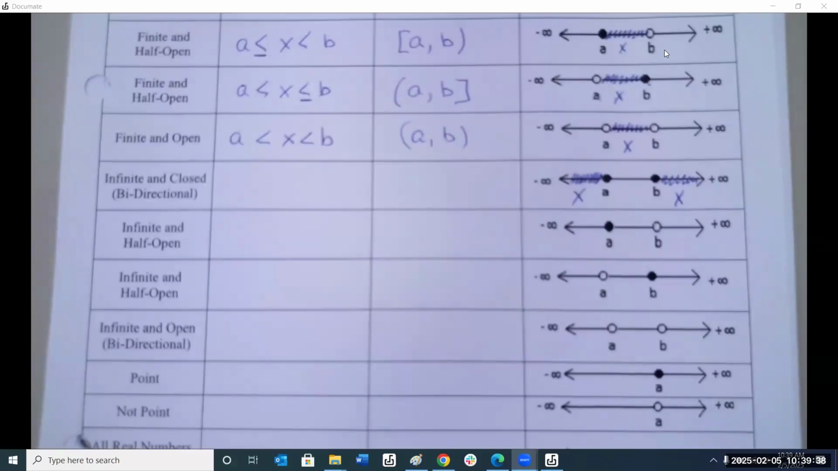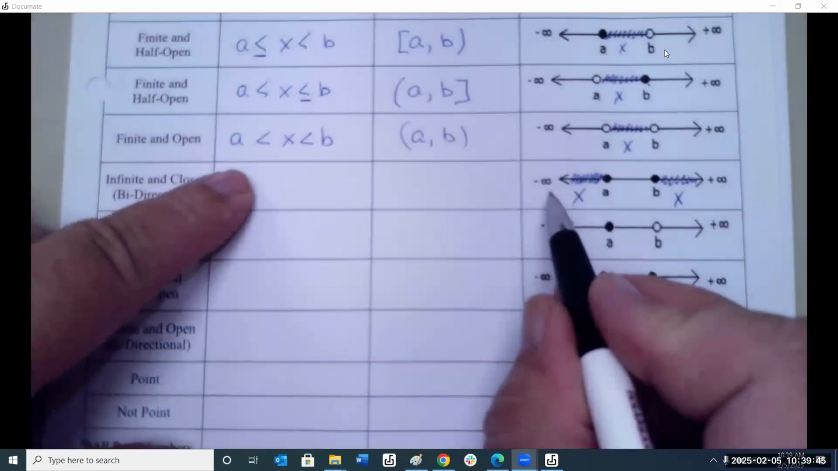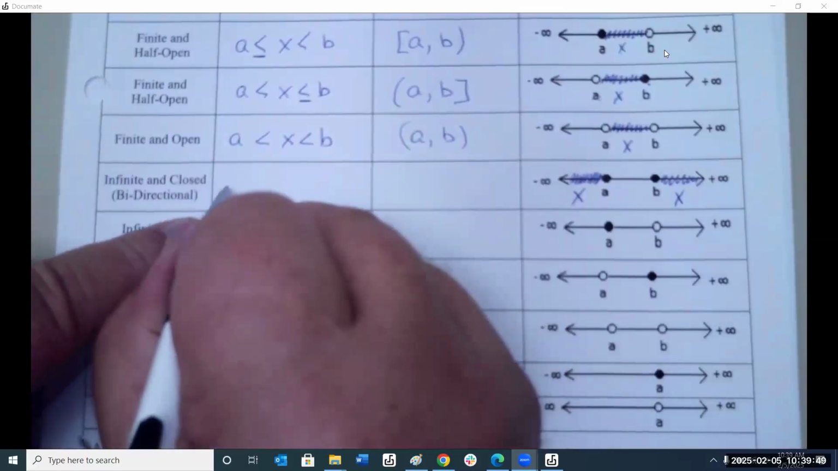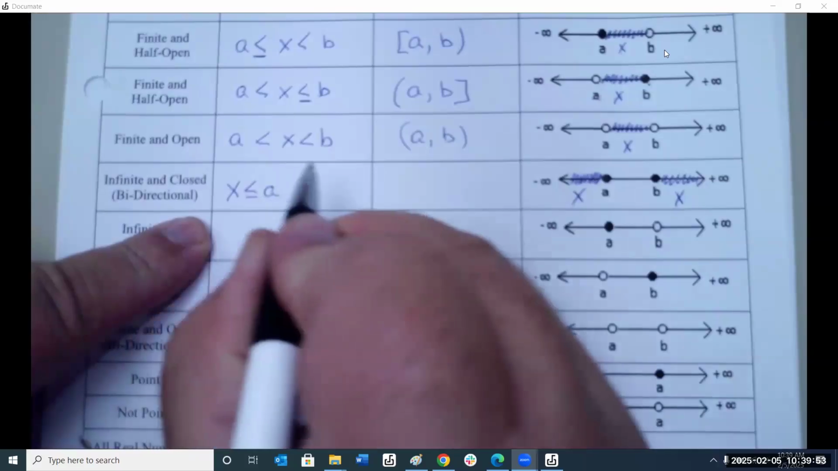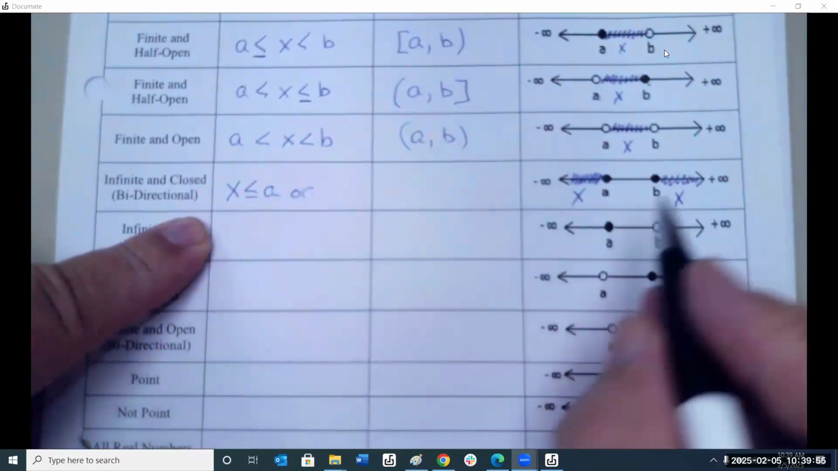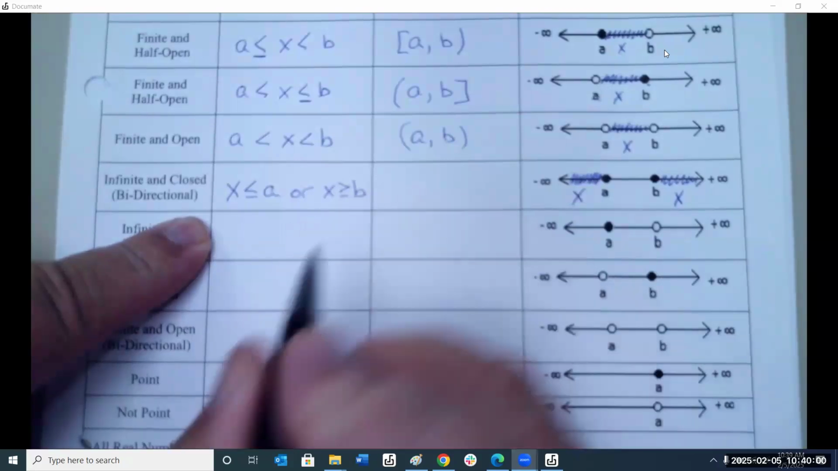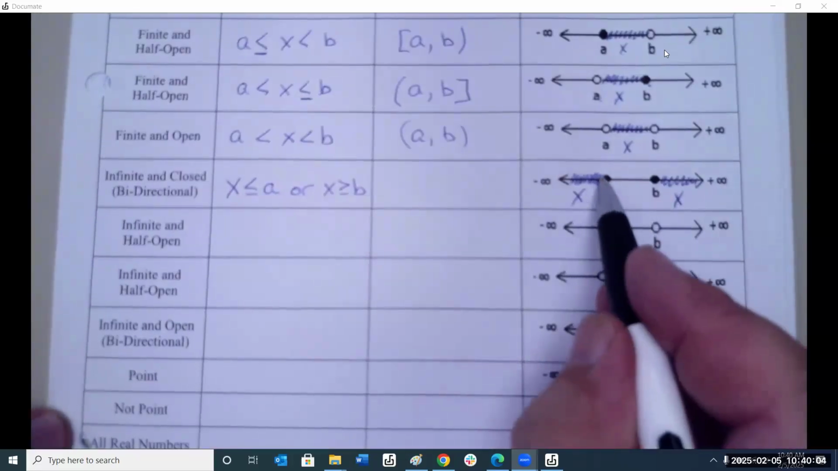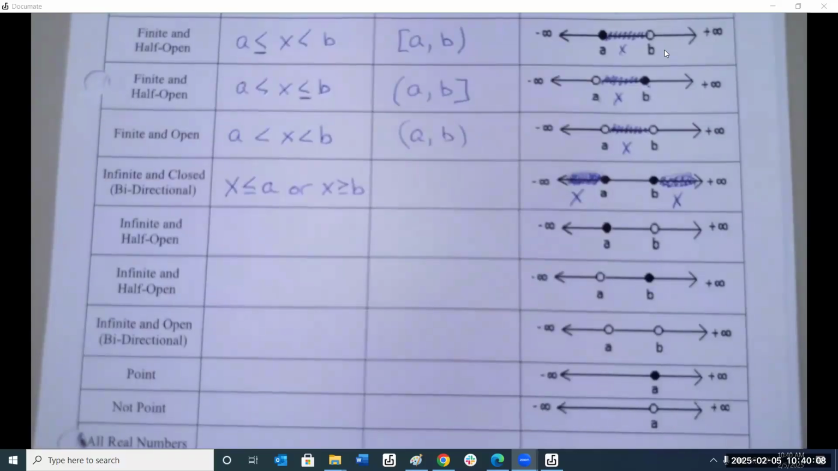Now I have two sets of information. I have this first one, X is less than or equal to A, or X is greater than or equal to B, because it's to the right. It's or. My answer can be either here or it could be here. Either way, I win.